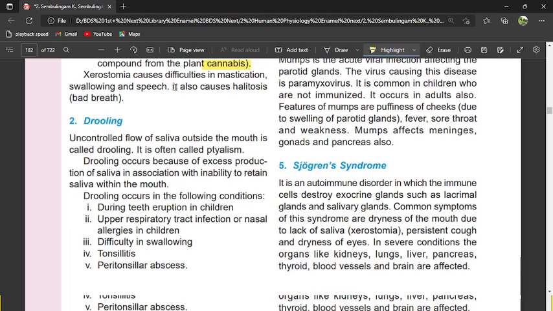So xerostomia causes difficulties in mastication, difficulty in swallowing and speech, and also causes bad breath, halitosis.